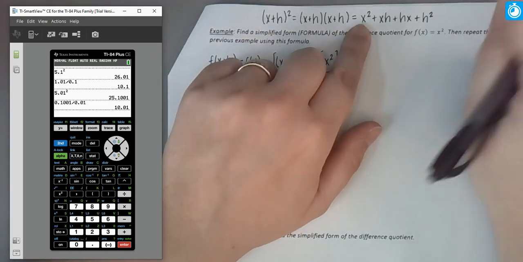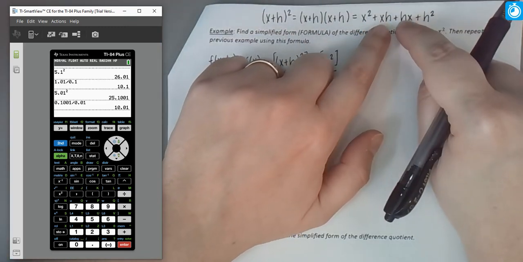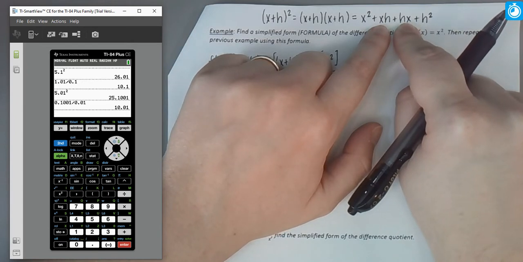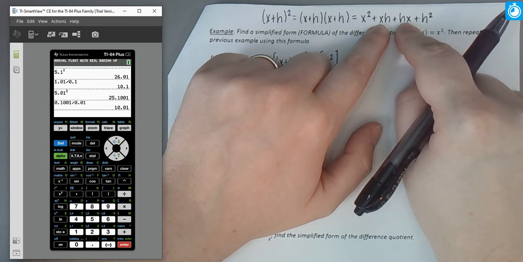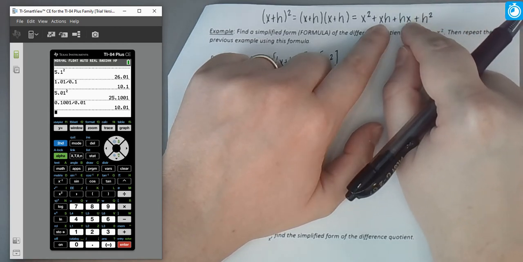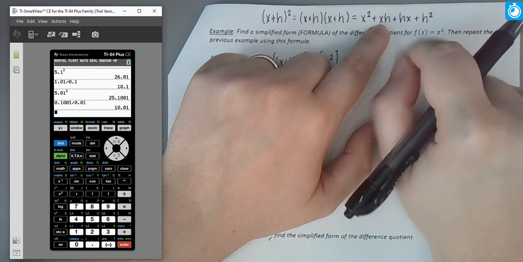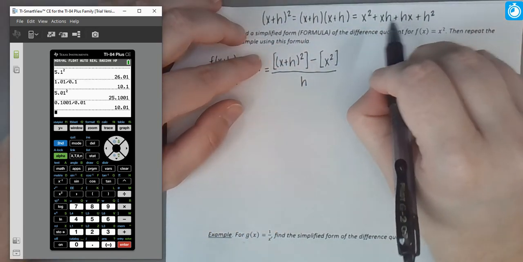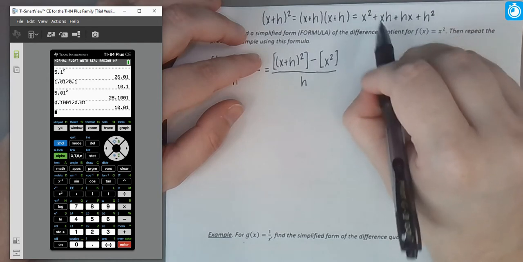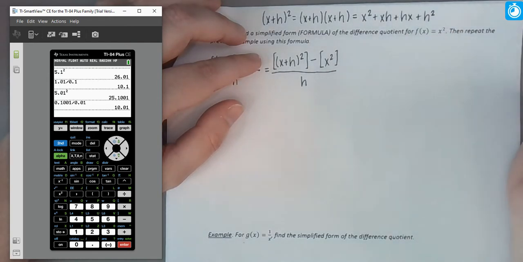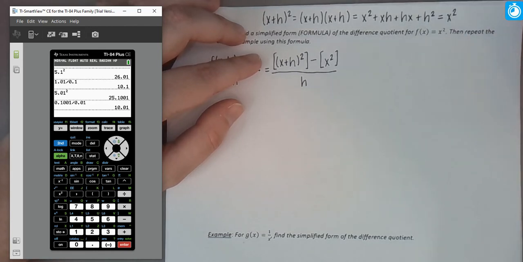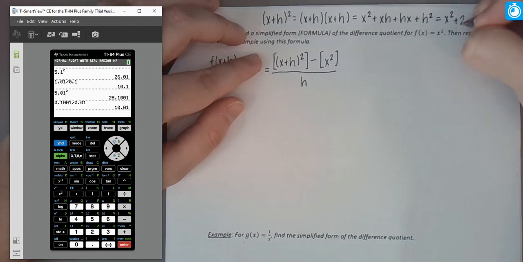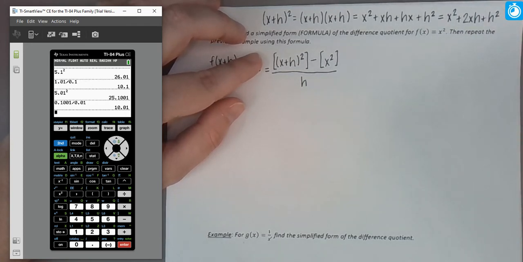Okay, now x squared and h squared are different terms, they don't combine, but notice the two in the middle, xh and hx. Those are actually the same thing. Multiplication is what we call a commutative operation. So we can multiply x times h or h times x, and it's the same thing. So these two are technically like terms. We have a single xh and then another xh, so we have 2 of them in total, and we're going to combine those together. That means we have x squared plus 2xh plus h squared.